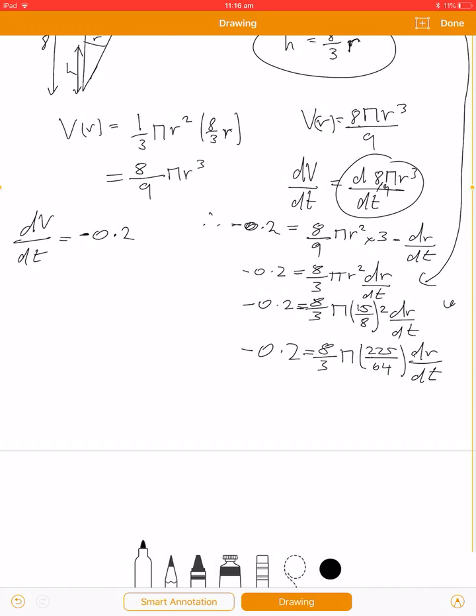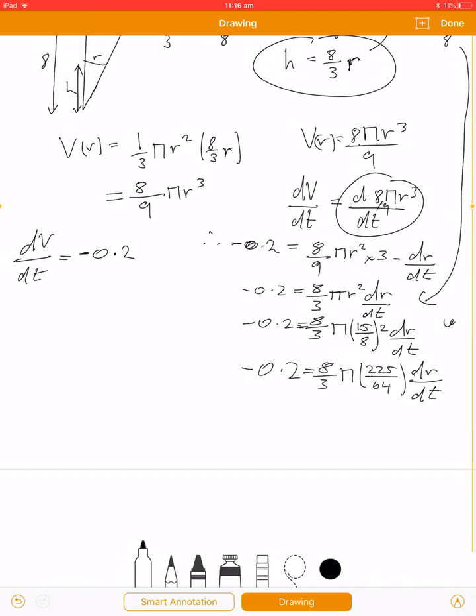And then if we rearrange that, because we're being asked the rate at which the radius is changing, dr over dt is obviously the rate of change of r with respect to t. So we can rearrange that, and that'll give us minus 0.2 times 3 over 8 divided by pi times 64 over 225. It's a really messy way to rearrange it, but I know that you know how to rearrange stuff, so do it however way you want. And then if you plug that into a calculator, that simplifies down at the start to minus 8 over 375.